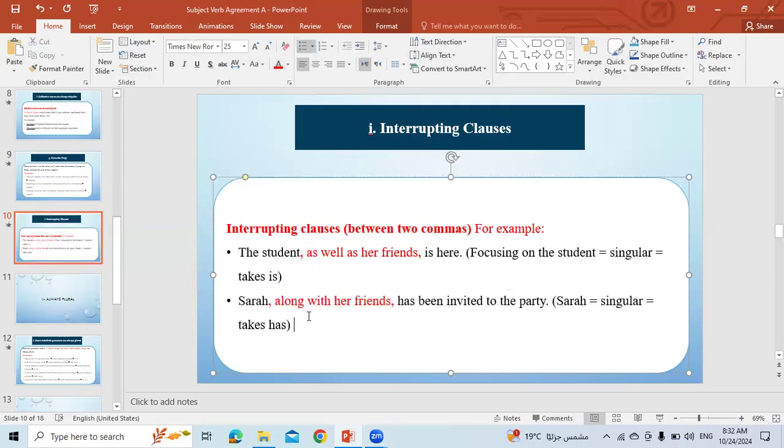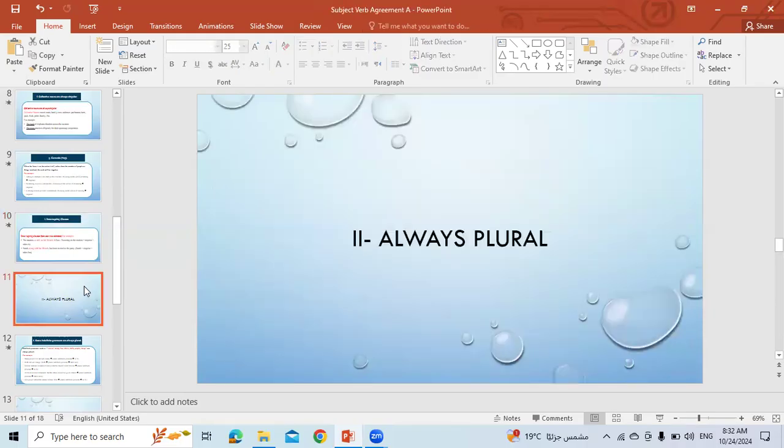Sarah, along with her friends, has. By the way, this rule always comes in the official exam. The student, comma, as well as so-and-so, comma, and it's singular. In the exam, I tell you, for example, the student, comma, as well as her friends, comma, are here. So it's is, not are. We delete the sentence between the 2 commas and we see what comes after that.